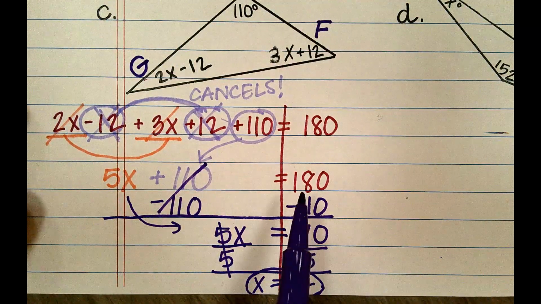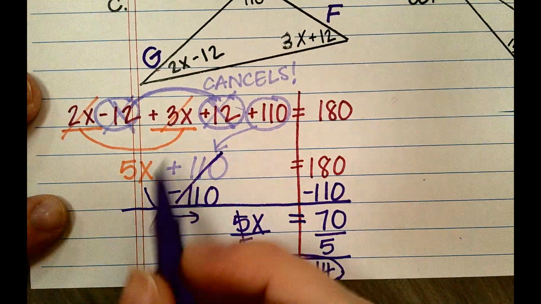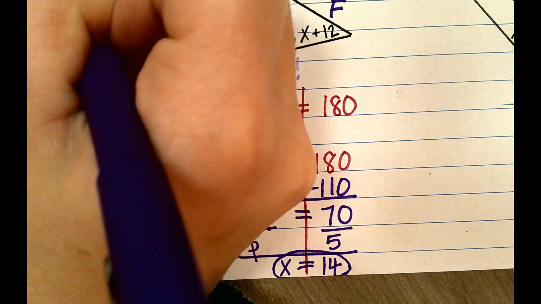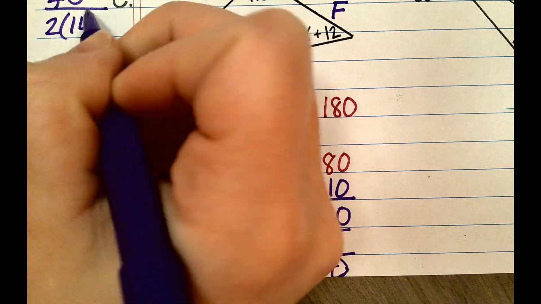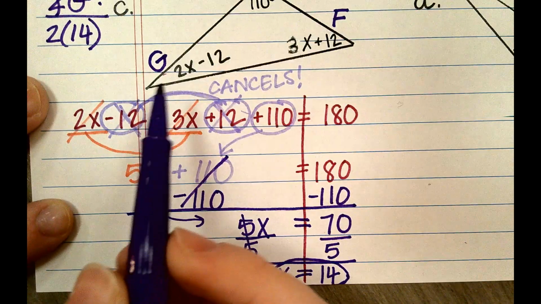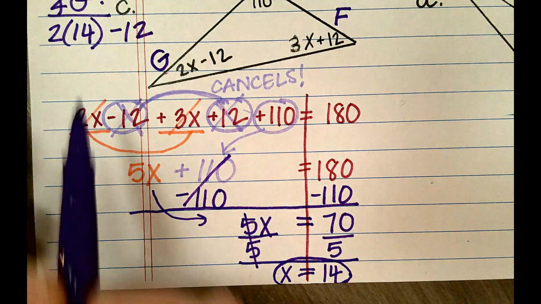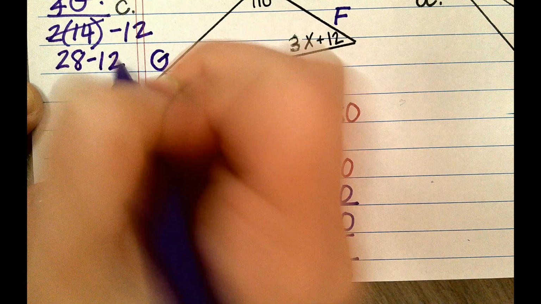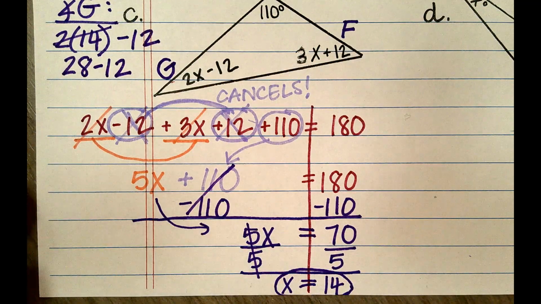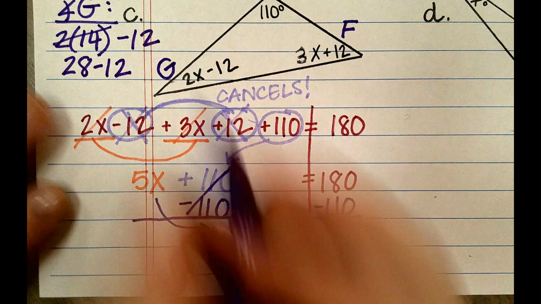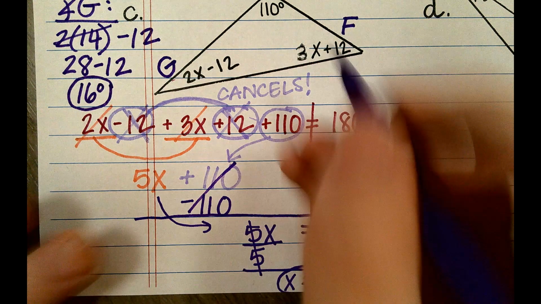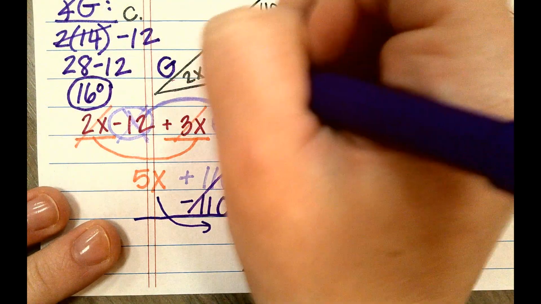Plug in 14 for x, so 2 times 14, and I'm going to label this angle G right here. So 2 times 14. What else? Minus 12. Good. And that will give us 28 minus 12, which is 16. There we go. Angle G is 16 degrees.